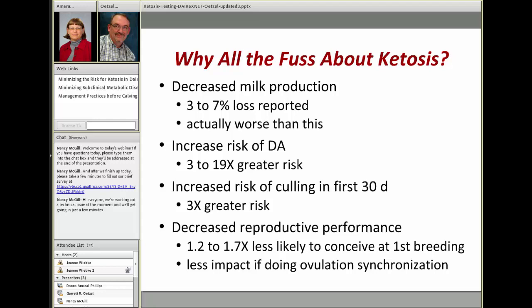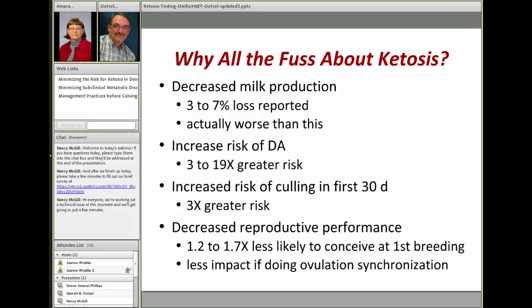There's one study that I was a part of with Dr. Jessica McCart, and we saw the increased risk of culling in the first 30 days of lactation was 3 times greater for cows that became ketotic. A lot of studies have looked at decreased reproductive performance with ketosis. In general, we're looking at around 1.2 to 1.7 times less likely to conceive at first breeding.